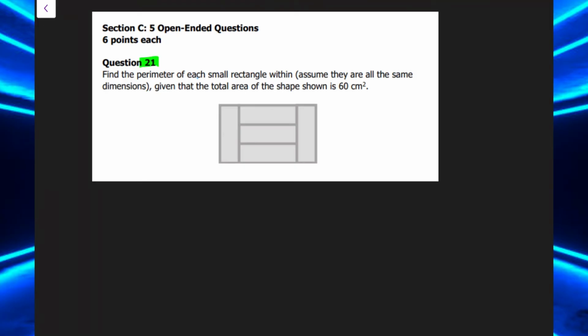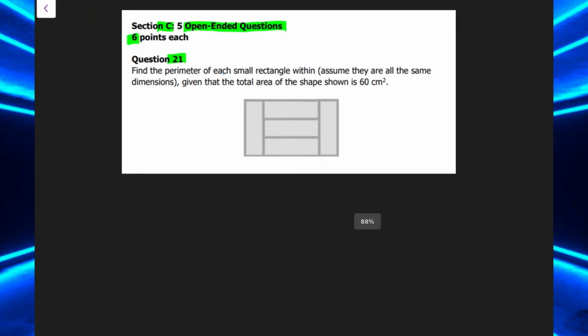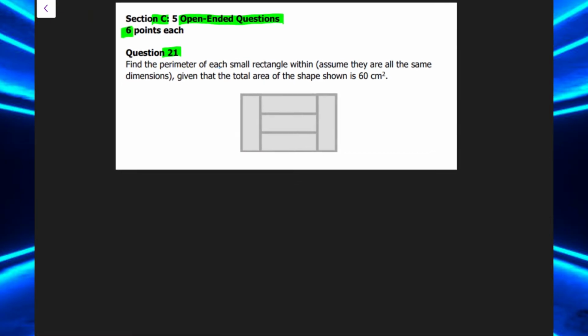We are on question number 21, and with this question we are starting section C of our question paper. These are open-ended questions. Again, that means that there are no multiple choices. You have to work out the answer and write it. And these are some of the most challenging questions, some of the most difficult questions of the paper, and that's why they are worth 6 points each. Do expect a lot of working out to find the answer.